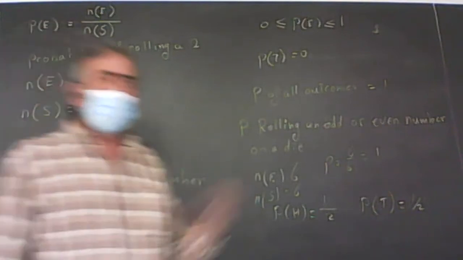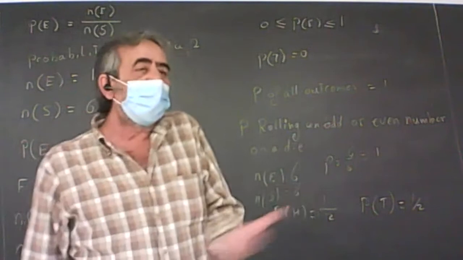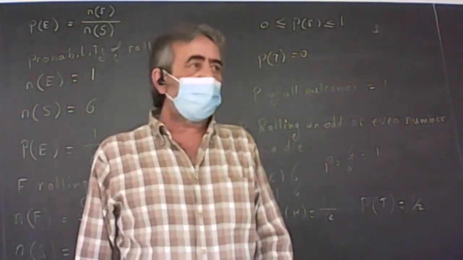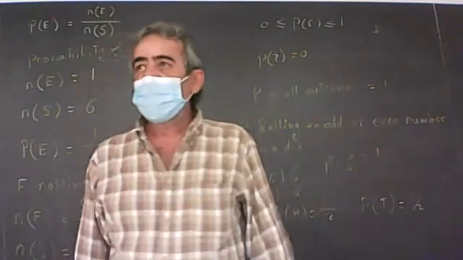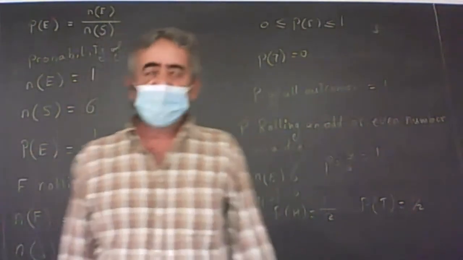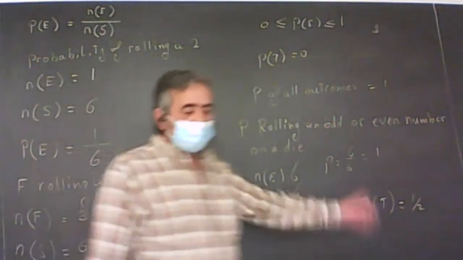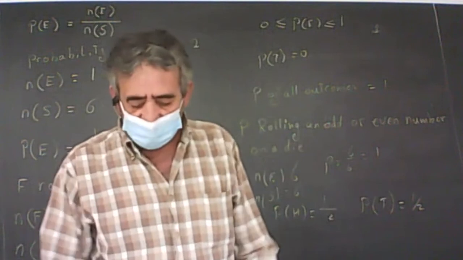On a die, each number from 1 to 6 has a possible outcome, and there are 6 of them. If I add all 6, we end up with 6 over 6, which would be 1 as well. So the most you could ever get is 1. Clear? All right.